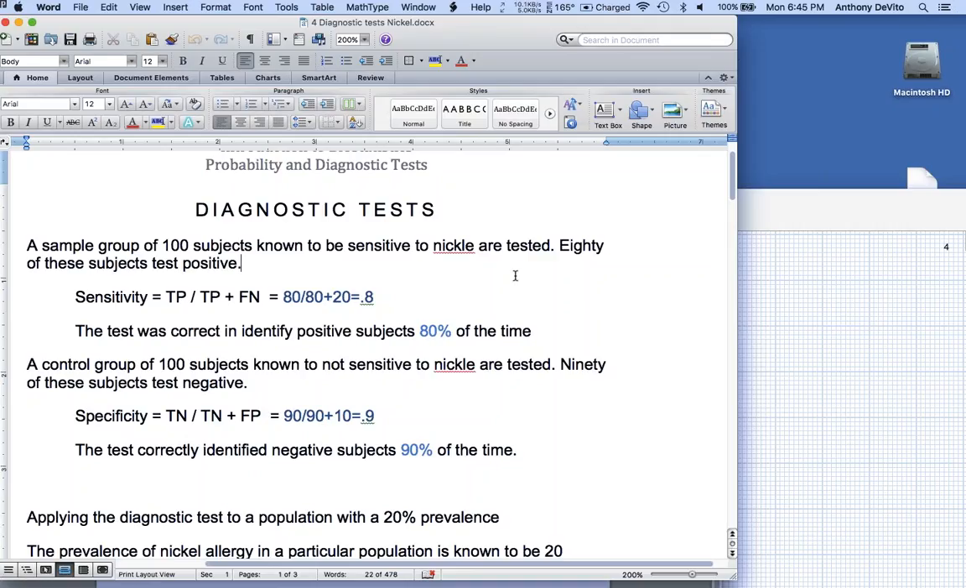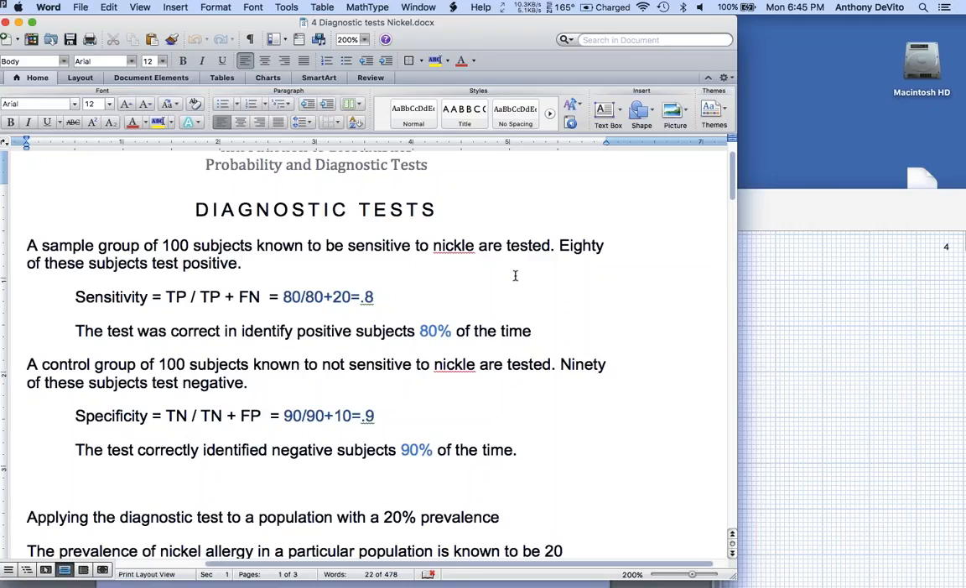What are we going to call that percentage? We're going to call that the sensitivity of the test. The sensitivity of the test is the probability that you will correctly identify people that actually have the condition. If you got 70 out of 100, it'd be 70% sensitivity.